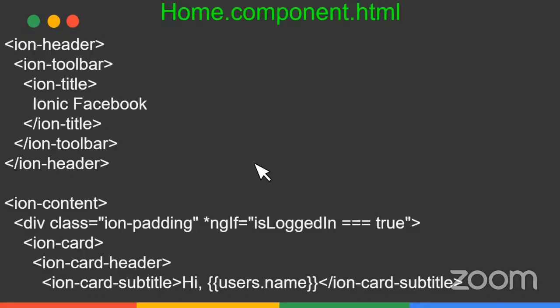This is called interpolation in Angular, actually. You are picking the user and you are accessing the name. Remember, the user is a variable that contains name, ID, and picture. So here we're picking the name. Next slide, please.